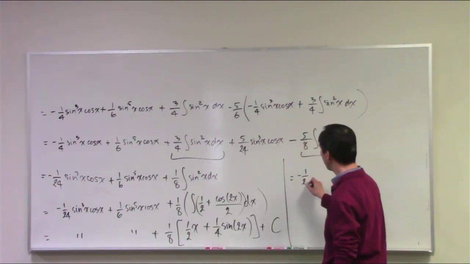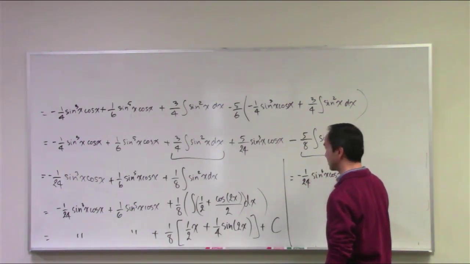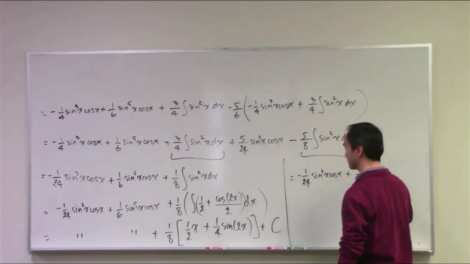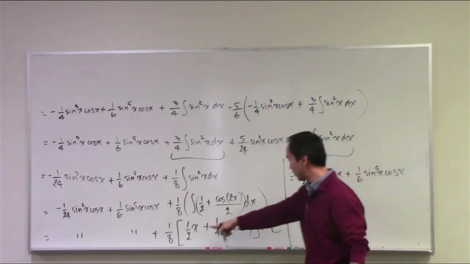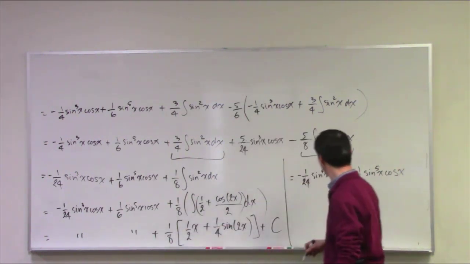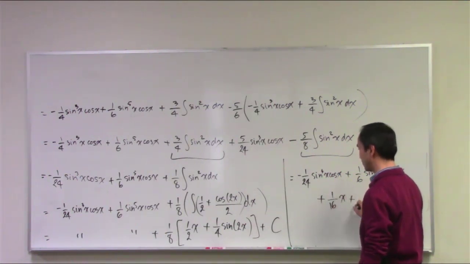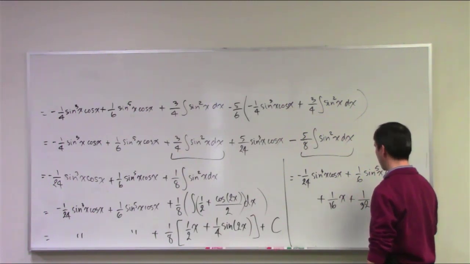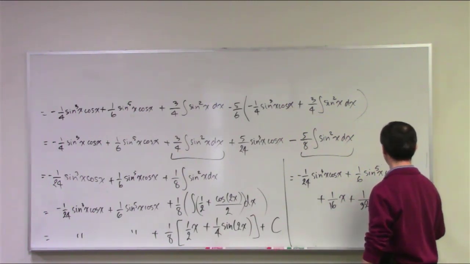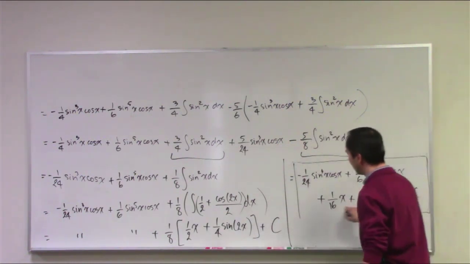Minus 1/24 sine cubed of x cosine of x, plus 1/6 sine to the fifth of x cosine of x. And we multiply that 1/8 to each of the terms here. We're looking at plus 1/16 x, plus 1/32 sine of 2x plus C. That's how we've done it for that integral.